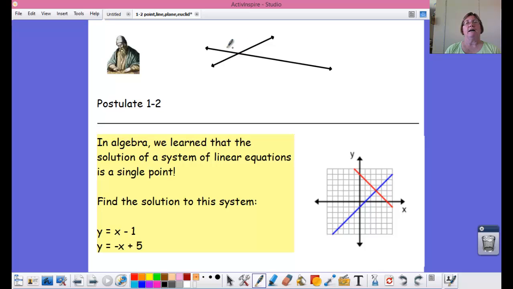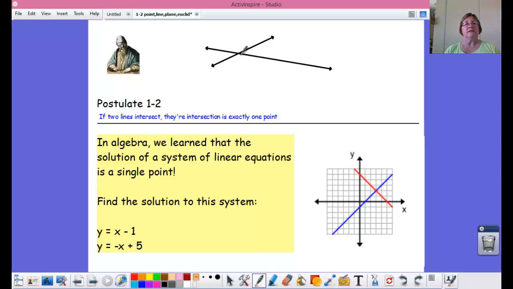His second postulate involved 2 lines which intersect. And since lines cannot bend, that's by definition, if 2 lines are going to intersect, then the place where they do intersect, their intersection, is exactly 1 point. Neither of these lines can come back and bend and cross someplace else. If they're going to cross, they cross in 1 point.